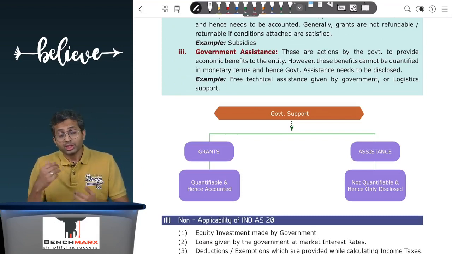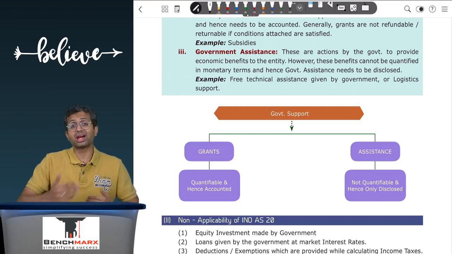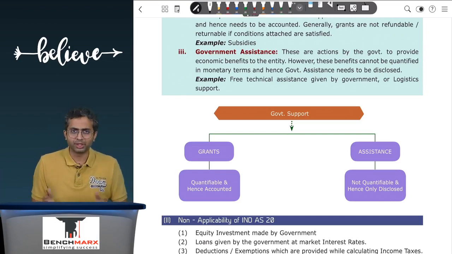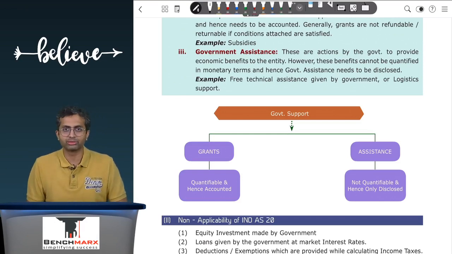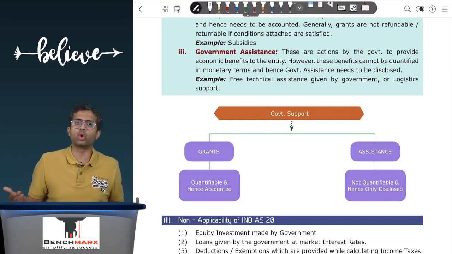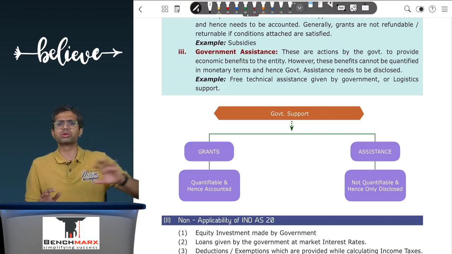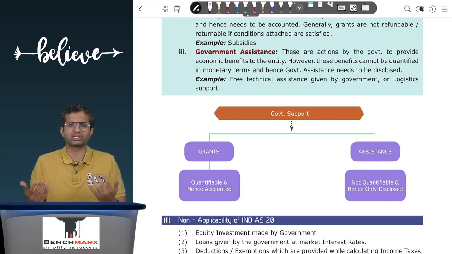Secondly, the conditions that are attached to the grant are expected or likely to be fulfilled. You don't need to wait till the actual completion of those conditions. So this is the initial recognition of the government grants. And to what does it apply? Well, to all government grants, except there is some small scope exclusion where this standard is not applicable.